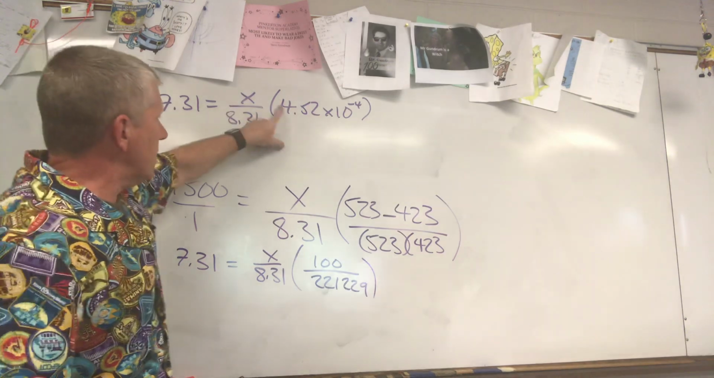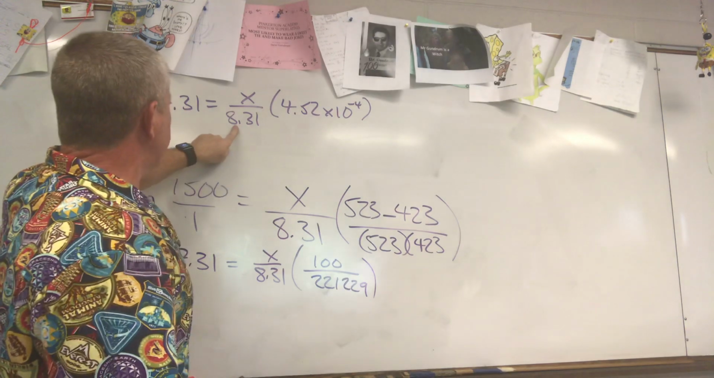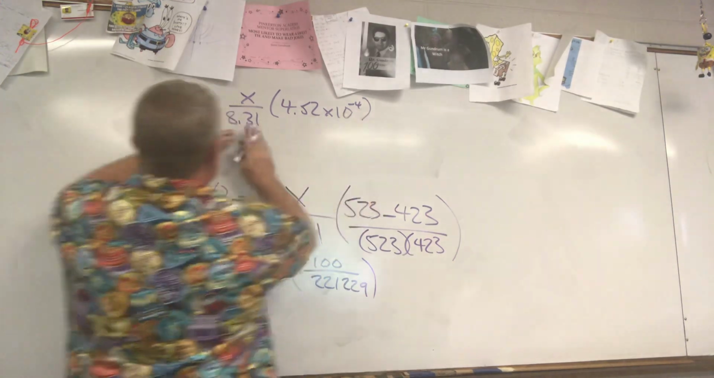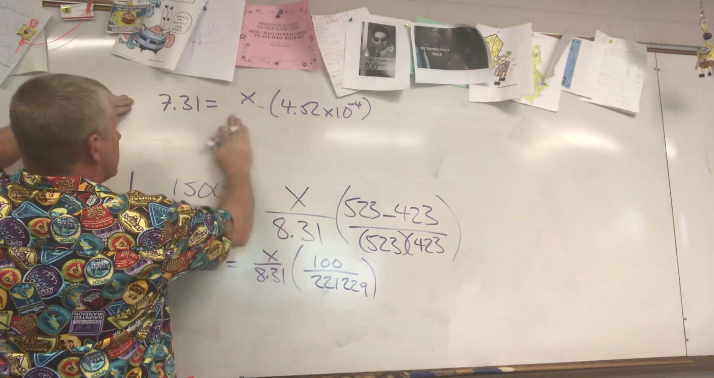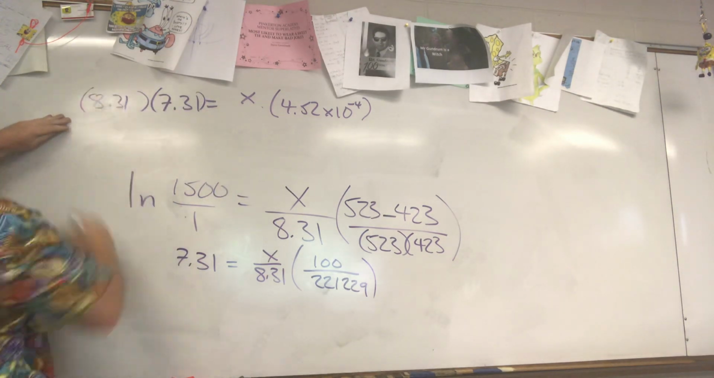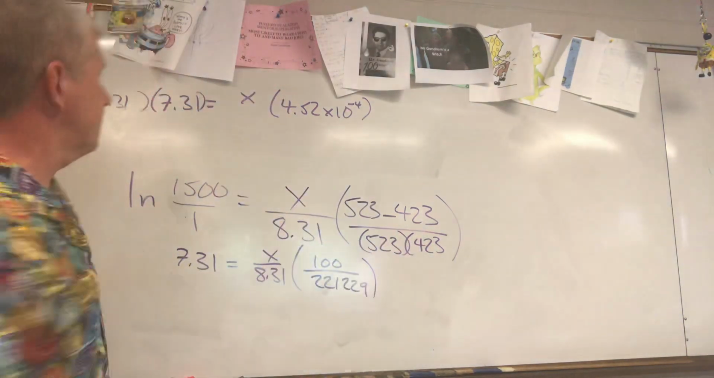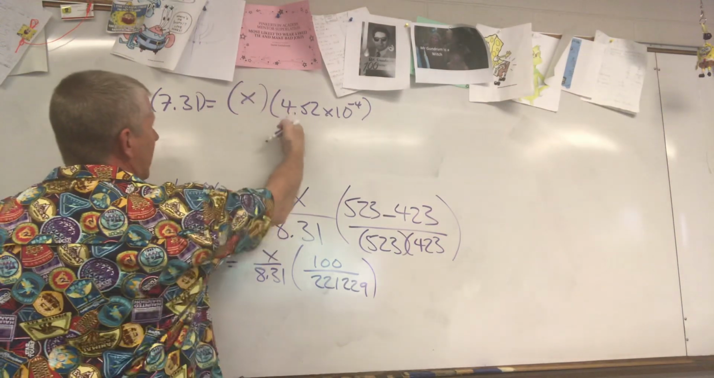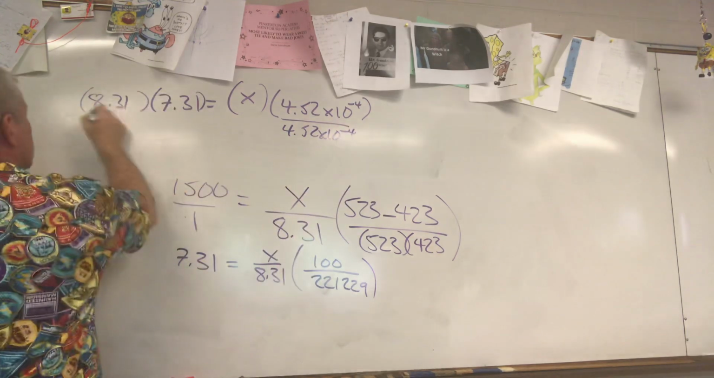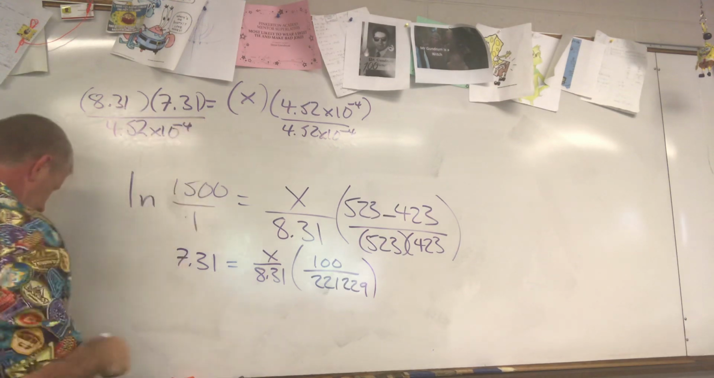Solving for x. This is being multiplied. In the last equations, we had added this side. We're multiplying, so be careful. This is being divided into. So I need to multiply both sides by 8.31. Multiply this side by 8.31. This goes away. Multiply this side by 8.31. All right. Equals x times 4.52 times 10 to the negative fourth. Now, we're almost done. To get x by itself, divide by 4.52 times 10 to the negative fourth.